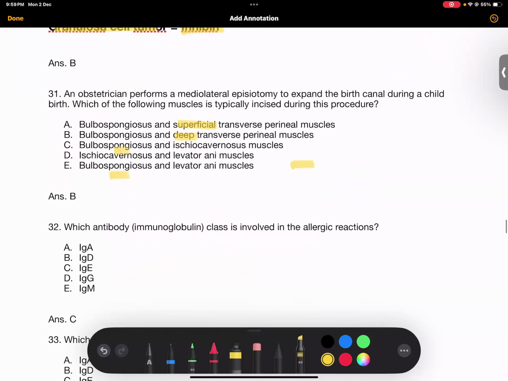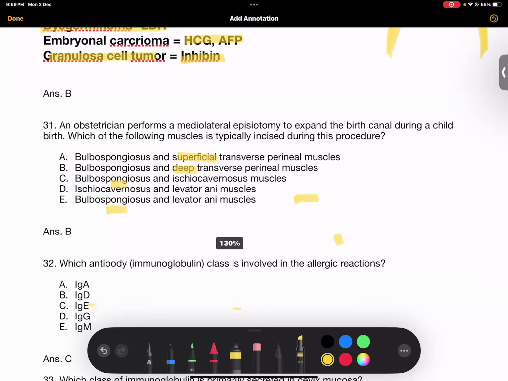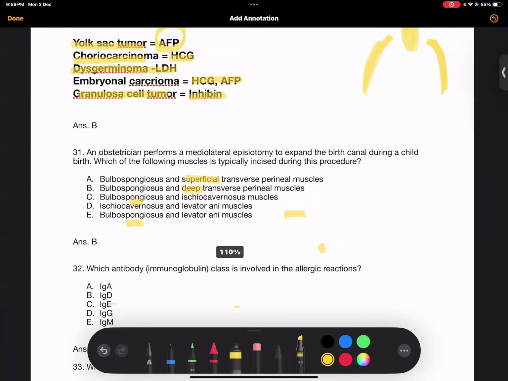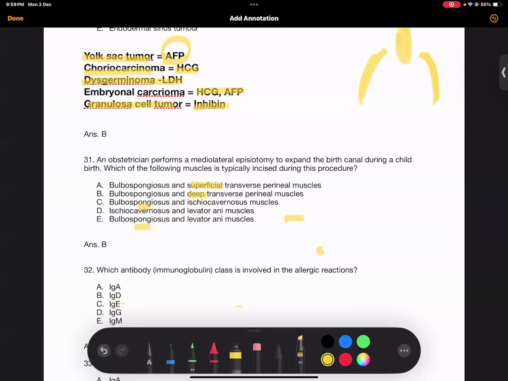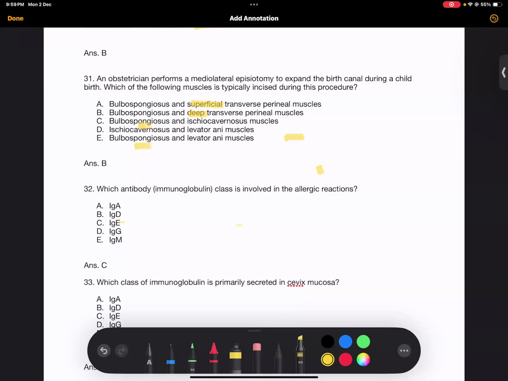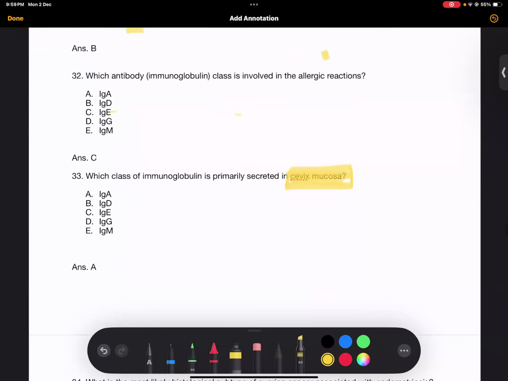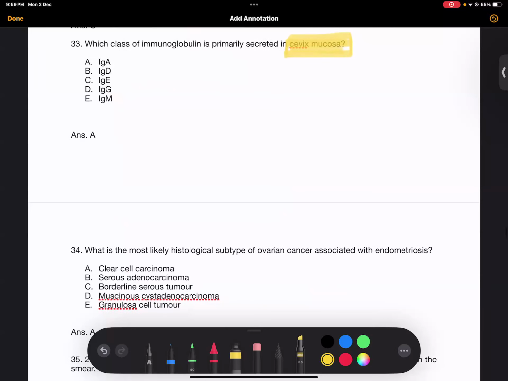Okay, so which antibody class is involved in allergic reactions? This is an easy thing, you know which immunoglobulin is involved in allergy, so it is your IgE. Okay. So, which immunoglobulin is primarily secreted in cervical mucosa? Cervical mucosa. And that is your IgA, basically. So, IgA is actually present in the cervical mucosa. I'll be discussing the immunoglobulins later on as well.